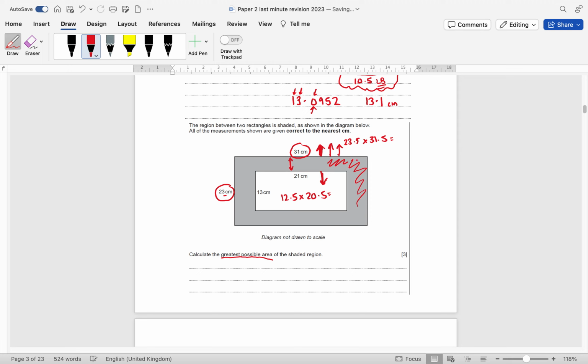But to maximise the shaded area, I want the inner rectangle to be as small as possible. So I've used the lower bounds of these, 12.5 and 20.5 multiplied. Once I get these two areas, then I'll just take them away from each other to give me the greatest possible area of the shaded region.